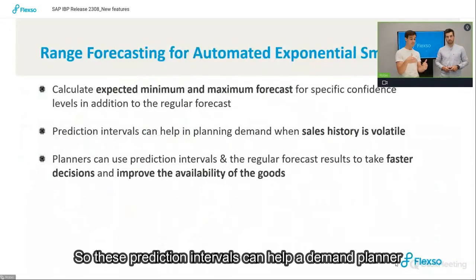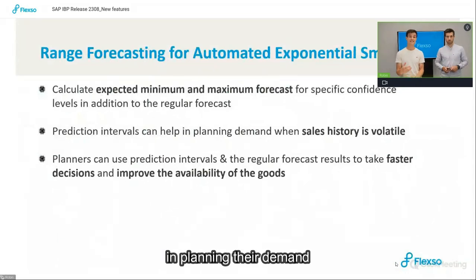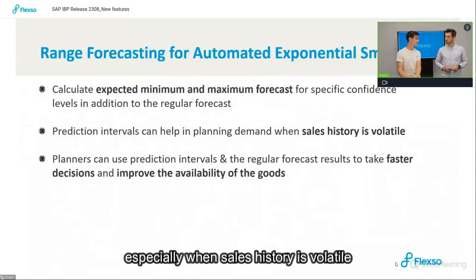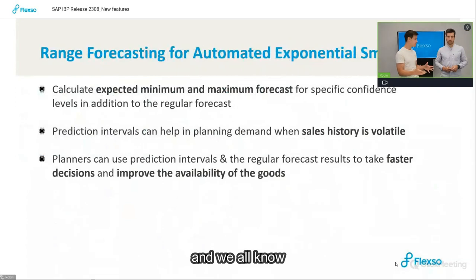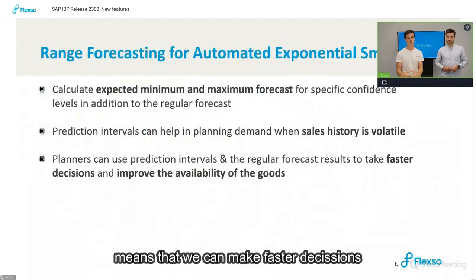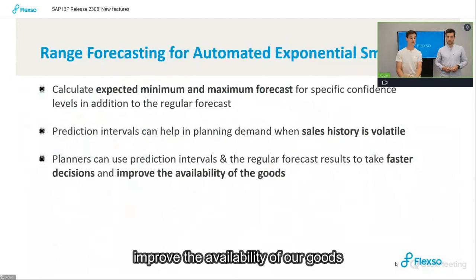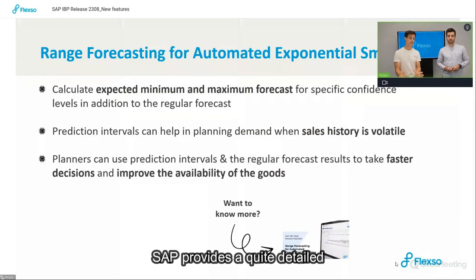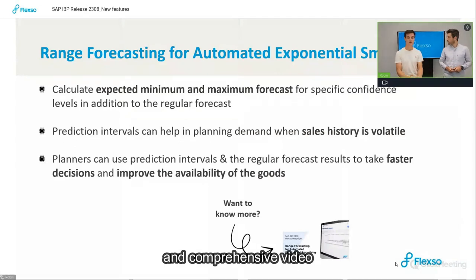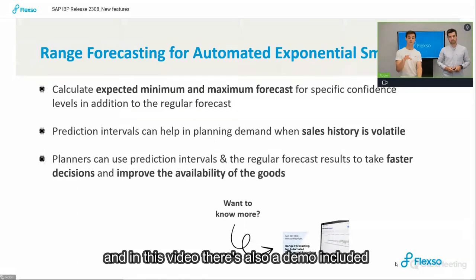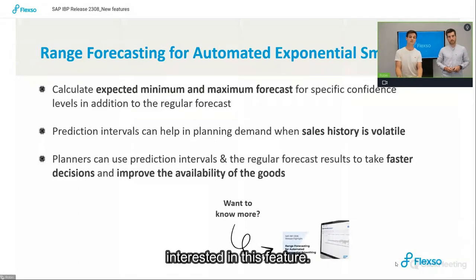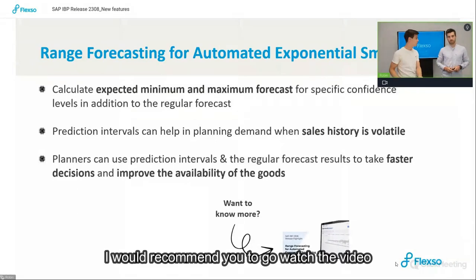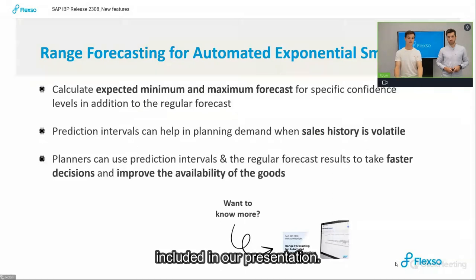So these prediction intervals can help demand planners in planning their demand, especially when sales history is volatile. And we all know a better demand plan means that we can take faster decisions and improve the availability of our goods. As per usual, SAP provides a quite detailed and comprehensive video, and in this video a demo is also included. So if you're interested in this feature, I would recommend you go watch the video included in our presentation.